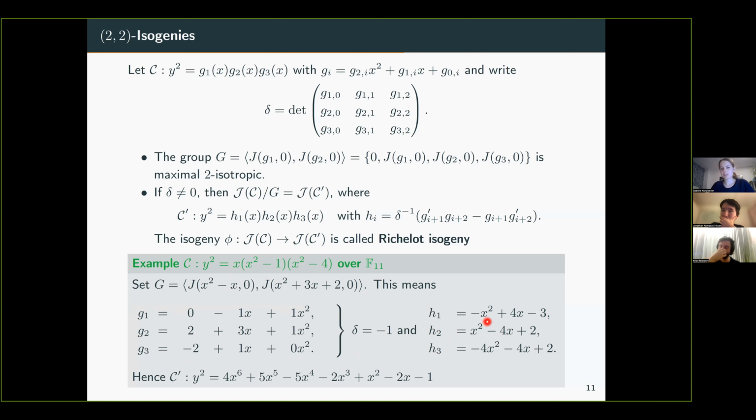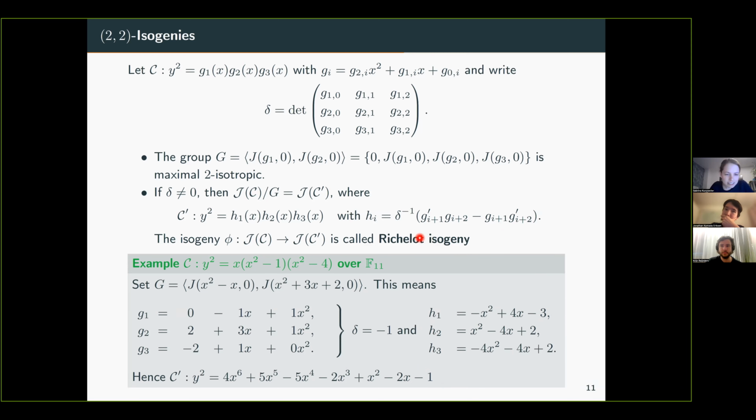For this, so this is described here. For h1, we look at the derivative of g2, which is 2 times x plus 3, and multiply it by g3. And then from this, we subtract g2 multiplied by the derivative of g3. And what we get is the polynomial h1. And the polynomials h2 and h3 are computed in the same way, just with permuting those indices.